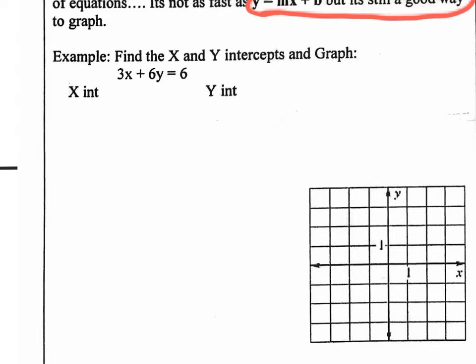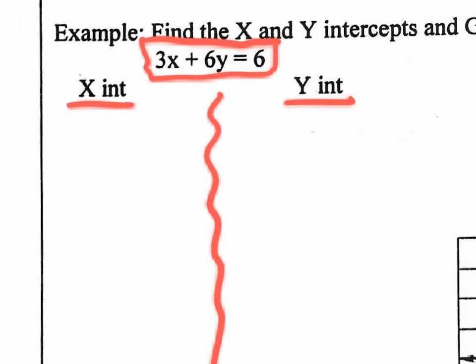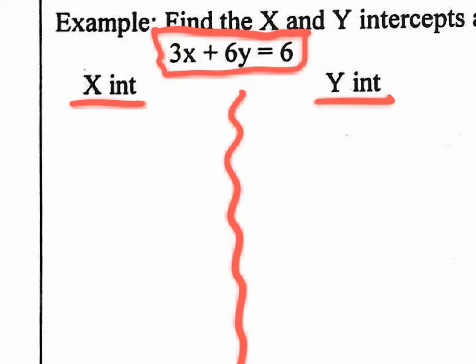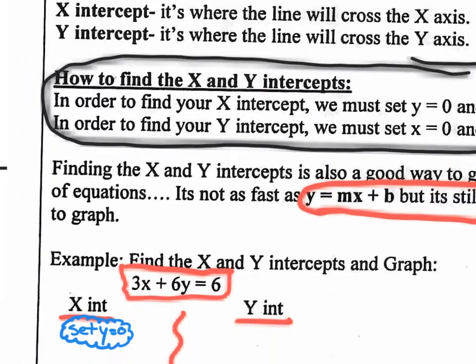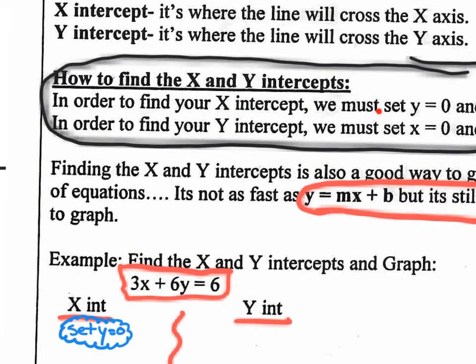So this is the way to set it up. I always write my equation, and then I write x int, y int, and then I put a squiggly line to separate the work. Now, to find the x-intercept, what do we do? It says right above: to find the x-intercept, set y equal to 0. I'm going to put that in a little cloud because that's what you need to know. If we go back to the notes up here, that's exactly what it says: in order to find your x-intercept, we must set y equal to 0. In order to find your y-intercept, you must set x equal to 0.